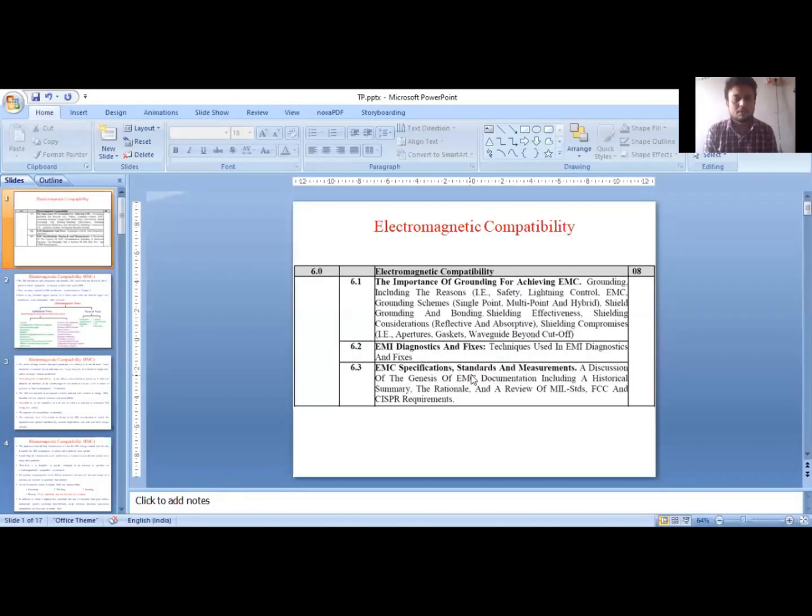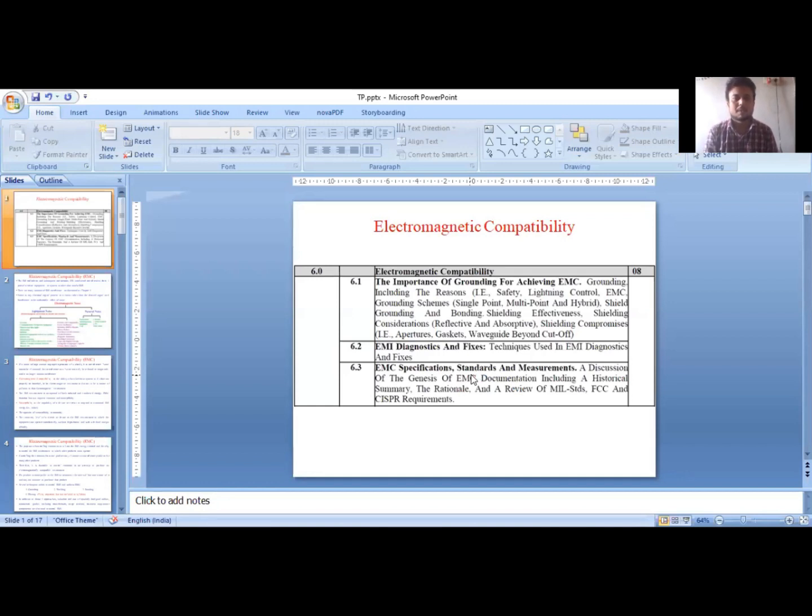So today we'll start with the sixth chapter of RFT, that is EMC, which stands for electromagnetic compatibility. Electromagnetic compatibility concepts. I would like to introduce electromagnetic interference. We have already studied the concepts of electromagnetic interference in chapter 5. Still, I'll give you a brief introduction about electromagnetic interference.